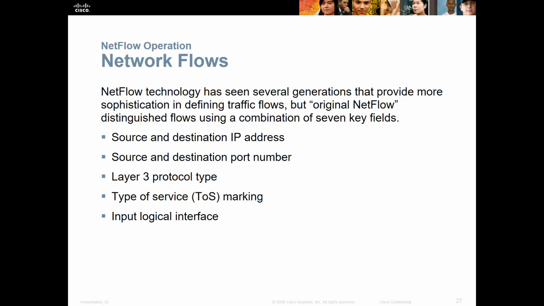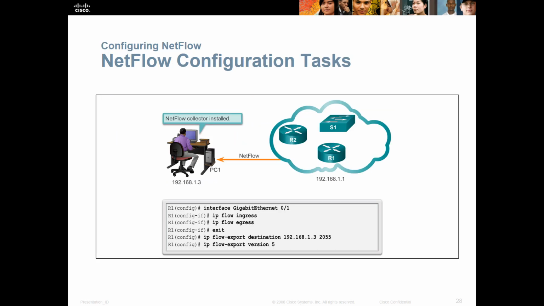NetFlow technology has several generations that provide more sophistication in defining things like flow than the original NetFlow commands. Things like source and destination ports and IP addresses, layer 3 protocols, TOS marking, logical interfaces, things like that. How do you configure it? You can actually do it ingress or egress, and you can also do the appropriate IP flow exports to a Syslog server or to a NetFlow collecting server.